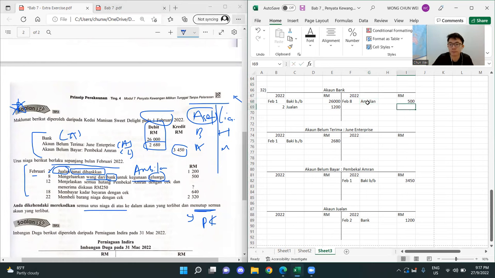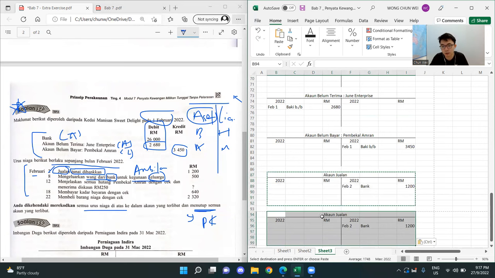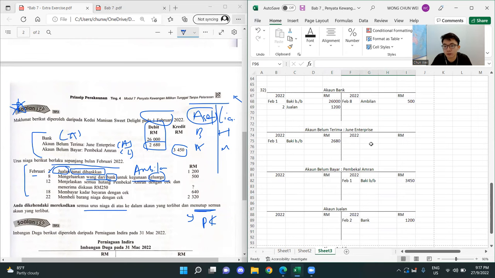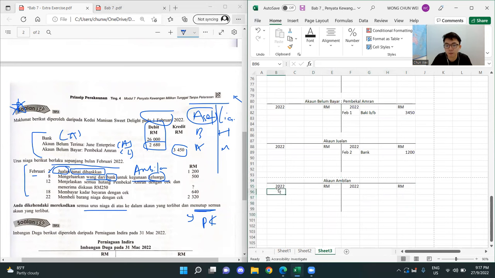500. So here you credit your bank. So you have to buka satu account ambilan. Because ada ambilan. So you put account ambilan. So you credit bank. You have to debit ambilan sekarang. Dari bank. 500. Is it? So done. Number 8. So go to 12.